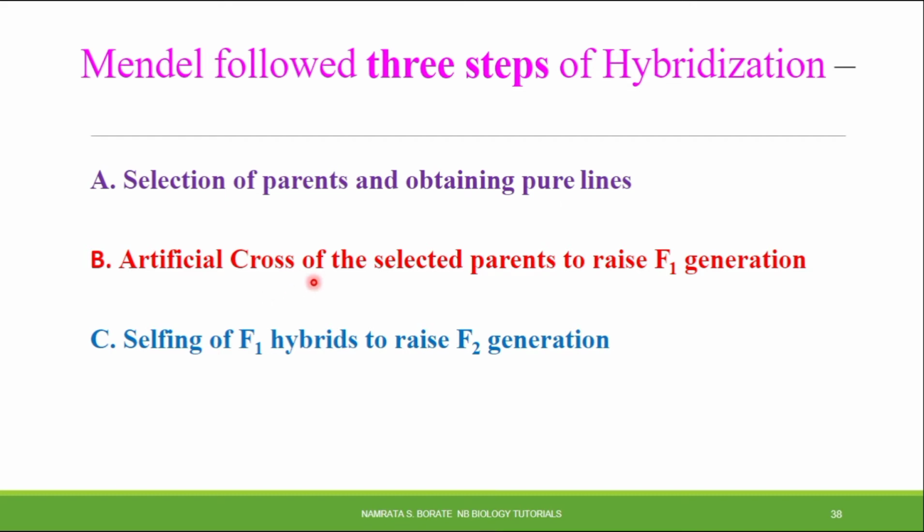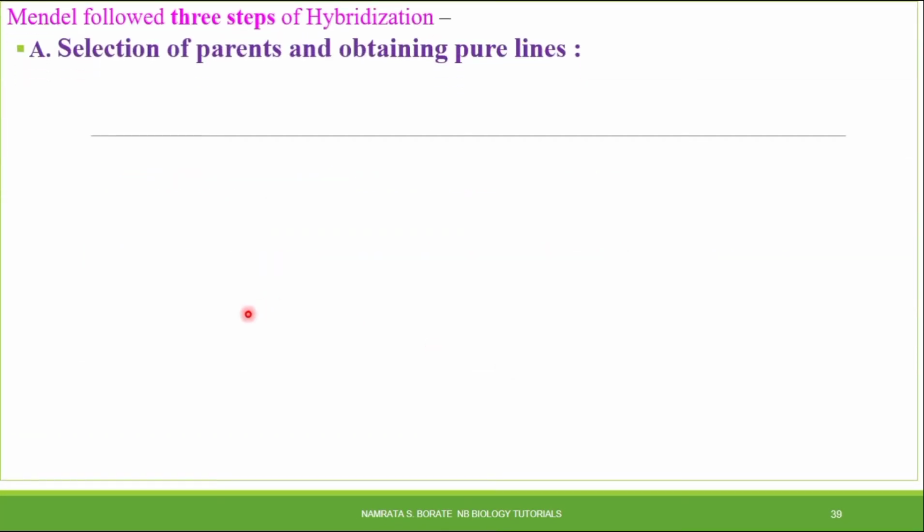The second step is an artificial cross of the selected parents to raise the F1 generation. The third step is selfing of the F1 hybrid to raise the F2 generation. The first step is what? That is the selection of the parent and obtaining the pure line.